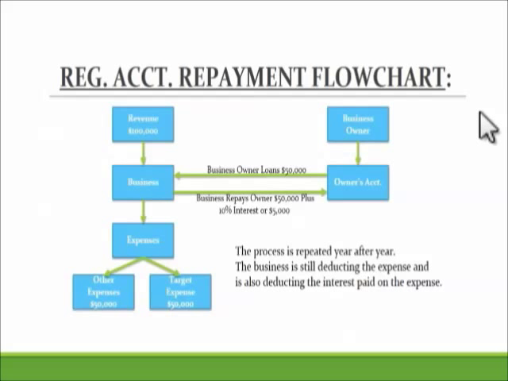Here's a flow chart to help illustrate what I'm talking about. You have revenue coming into the business. Here it says 100,000. It could be any amount, 200, 500, whatever. Revenue is coming into your business, and you're using that revenue to pay expenses. Here you have $50,000 of other expenses.